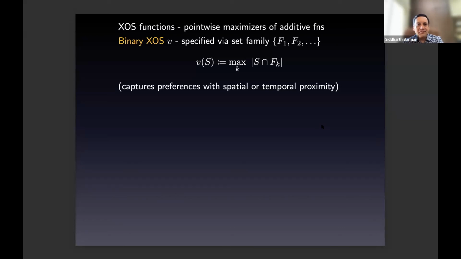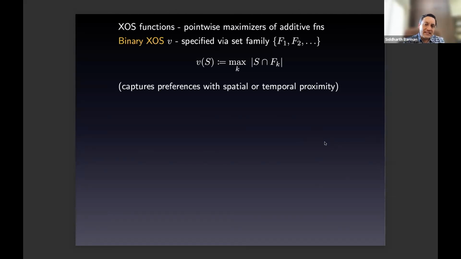Let me repeat that I am not going to give these F_i to you as explicit input. I'm just saying you have oracle access to v. It just so happens that this v always has this form. There's some implicit large family, and the function values come out of that. Note that because I'm looking at cardinalities, for any S, the function value is the value of this set.